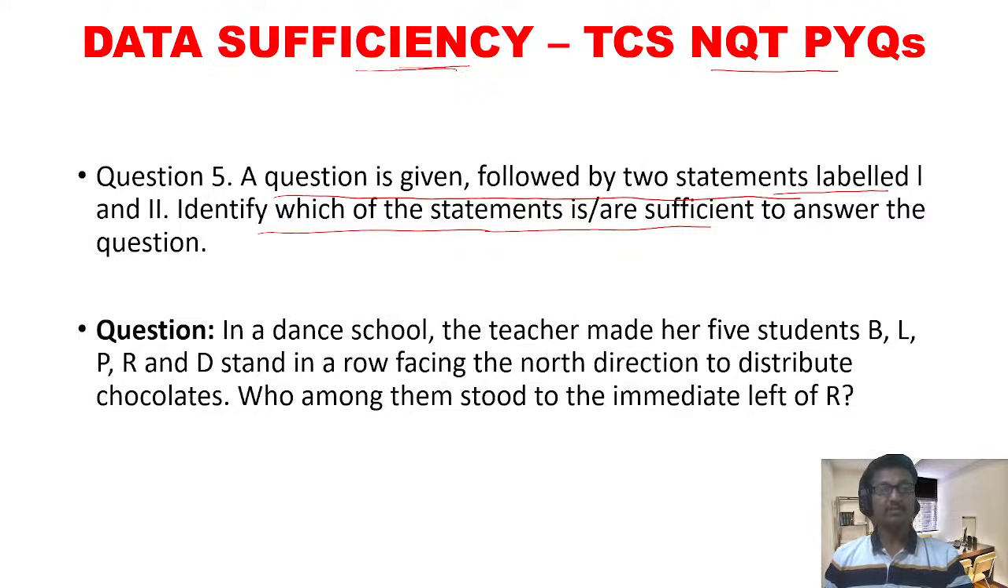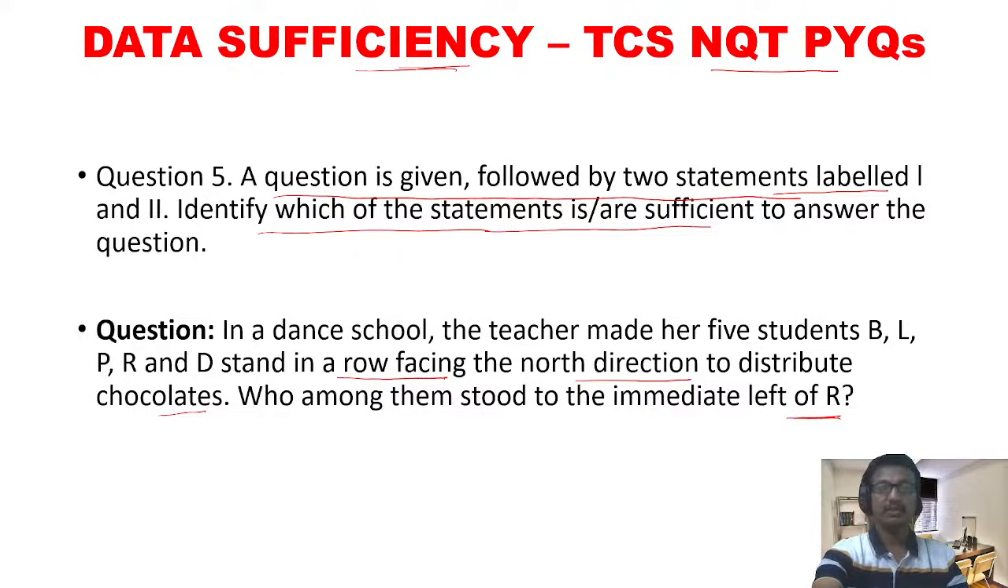Now let us understand the question. In a dance school, the teacher made her 5 students, B, L, P, R, and D, stand in a row facing the north direction to distribute chocolates. Who among them stood to the immediate left of R? If all of them stand in a row, who is the person standing to the immediate left of R? That we need to find out.